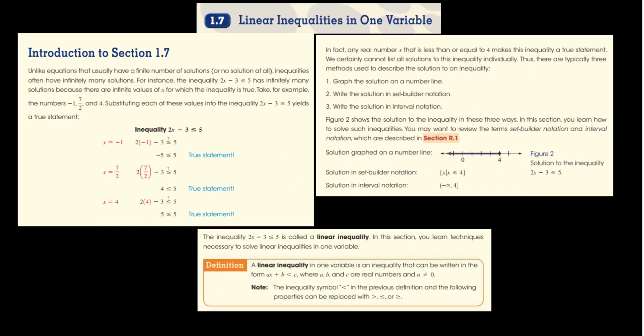Our rigorous definition here reads: a linear inequality in one variable is an inequality that can be written in the form ax plus b is less than c, where a, b, and c are real numbers and a is not equal to 0. So it's pretty much just like the definition for a linear equation, except with an equal sign there, we substitute an inequality. And note here, the less than can be any sort of inequality: less than, greater than, less than or equal to, or greater than or equal to.